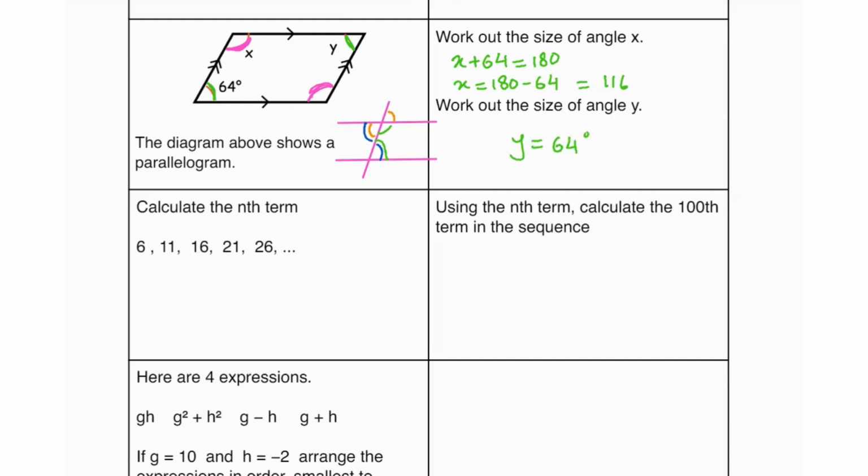So once again, X and 64 are co-interior angles, hence this sum adds up to 180. And in parallelograms, opposite angles are equal. So that's why Y equals 64, and this angle would be 116 as well.